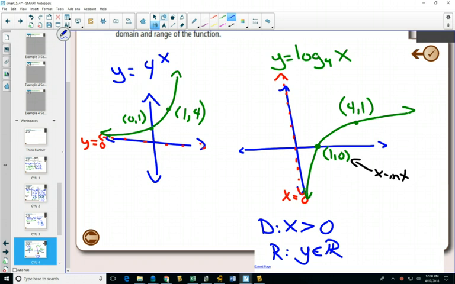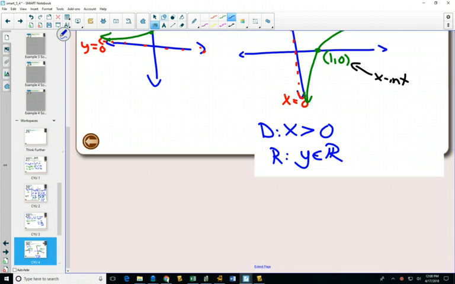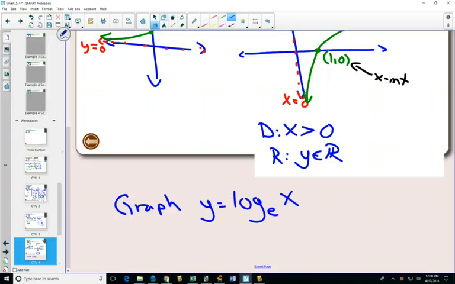So now you can graph any log graph. Log base 3 of x would have 1, 0, and 3, 1. Log base 7 of x would have 1, 0, and 7, 1. You can even do, right, in our exponential graphs, remember we graphed e to the x? So now we can graph y equals log base e of x.